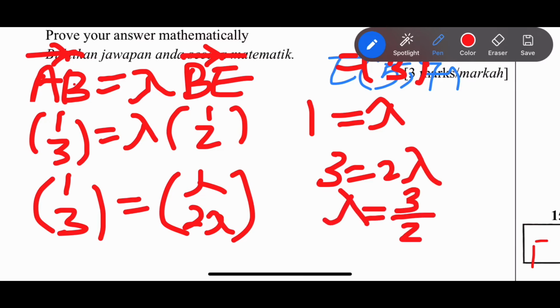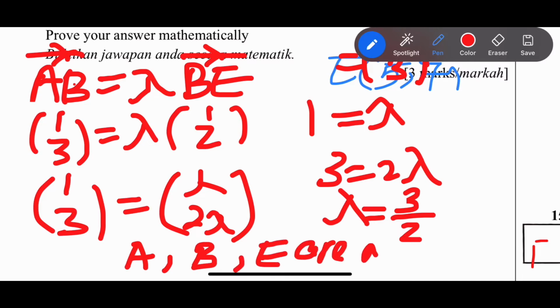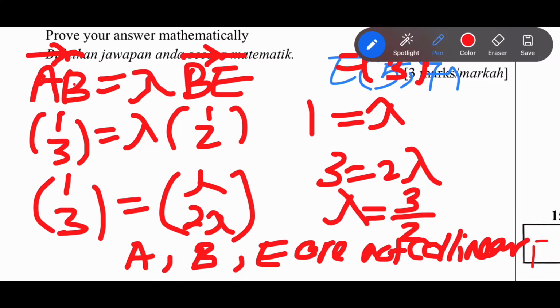Lambda equal to 1 and 2 lambda equal to 3. And we have 2 lambda. That means we cannot find the ratio. The ratios are not the same. So it cannot be forming a ratio. So the constants are not the same. It shows that the points A, B, E are not collinear.